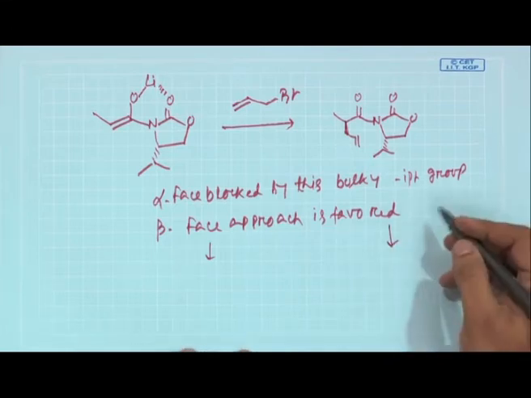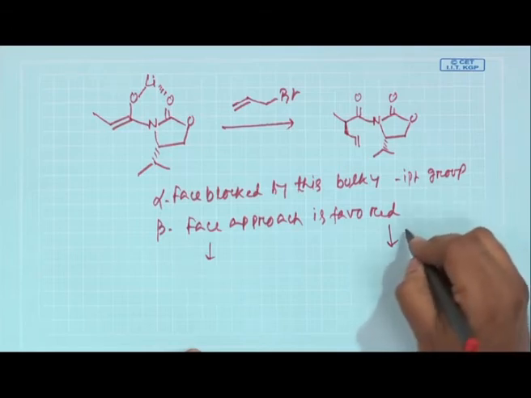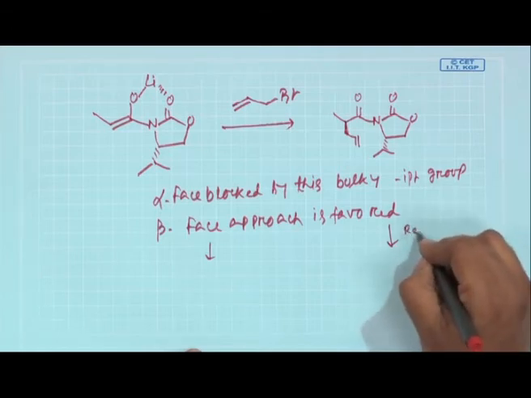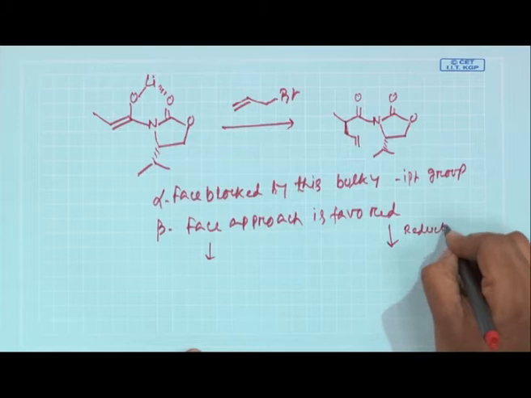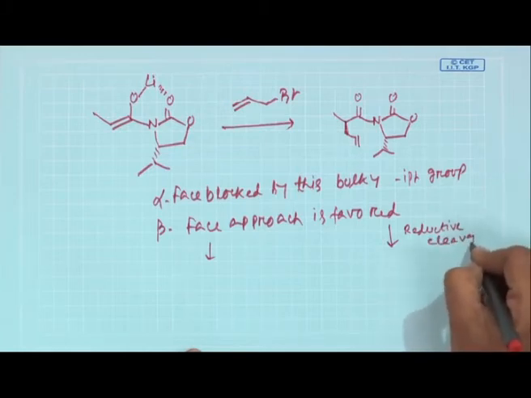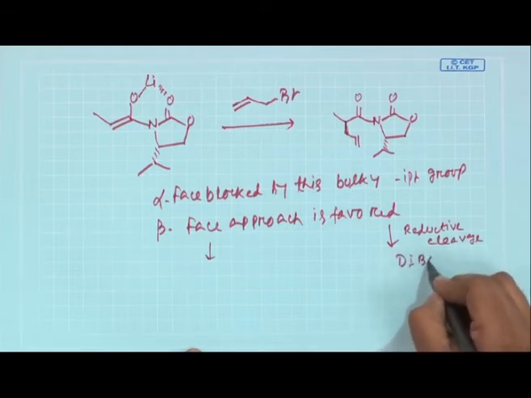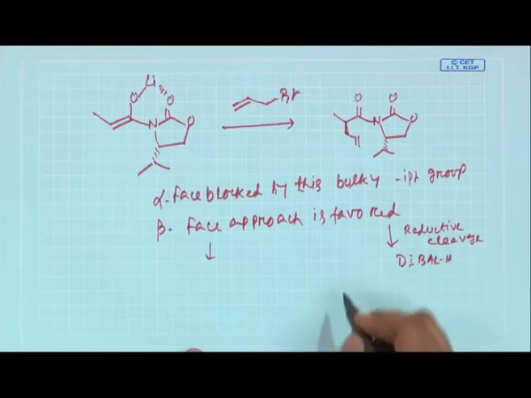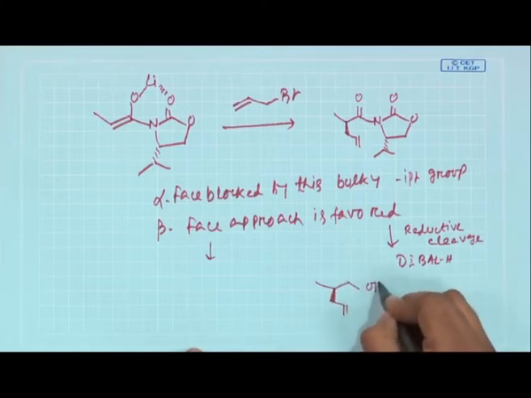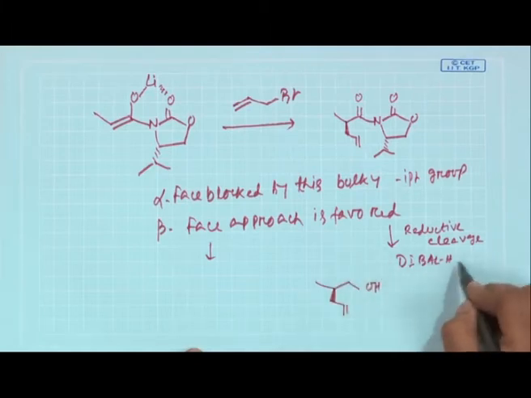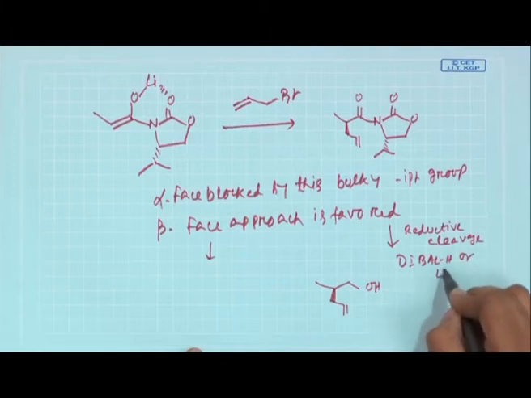Now, as I said, the next prerequisite is your auxiliary removal. Auxiliary removal can be done by numerous ways. The best way, you can do a reductive cleavage. Reductive cleavage means you treat with DIBAL, you can basically get the corresponding alcohol. You can treat with same DIBAL or lithium borohydride, you can get this compound.